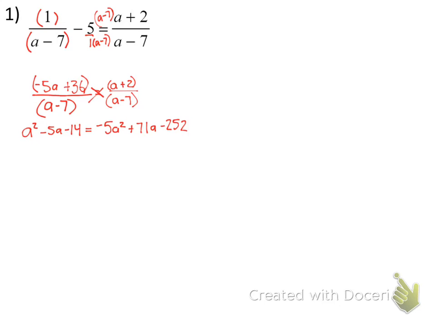Alright, now we have two sides of the equation. I want to combine everything to one side. So we have negative 5a squared. I like making it so that everything is positive, or at least the leading term is positive. This is a positive a squared, so I know that if I add 5a squared, it's going to make it positive. So I'm going to move everything over to the opposite side by doing its opposite.